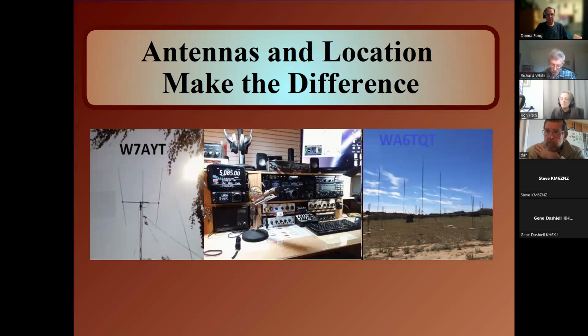Antennas and location make the difference with QRP. Here's the 3-element Yagi that I've been running at W7AYT. Very simple, but it gets the job done. Then over on the right, you can see we call it a tri-square. It's actually only 3 verticals. We have an 80-meter 4-square, which is 4 verticals basically in a square shape. And the phasing lines allow you to switch directions immediately. Boom.